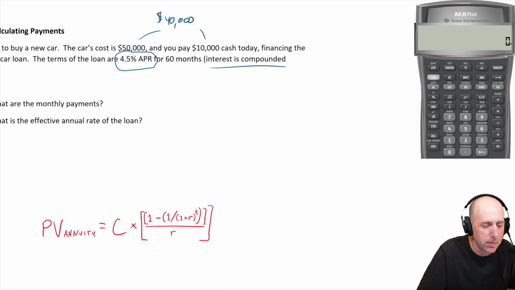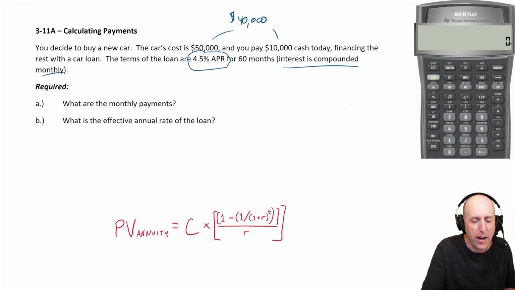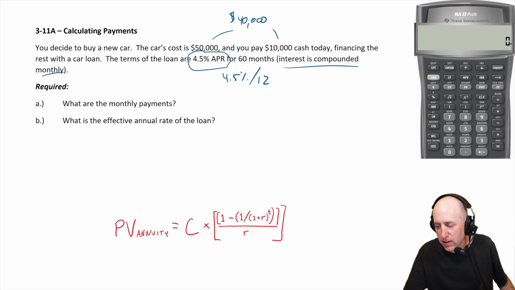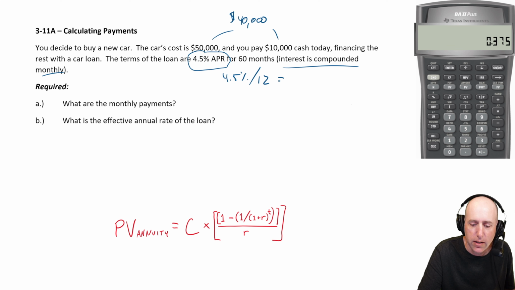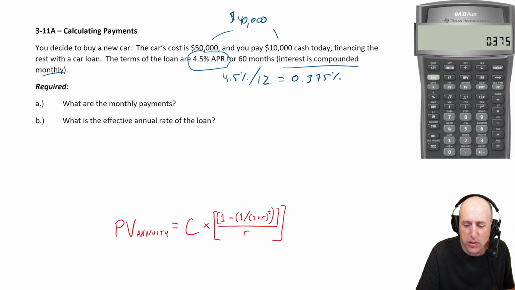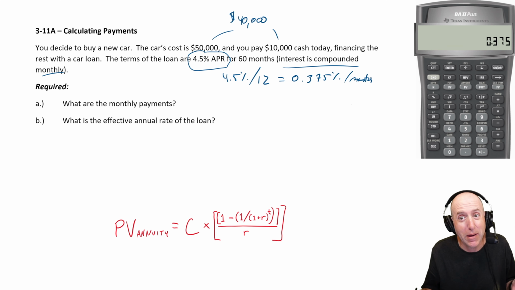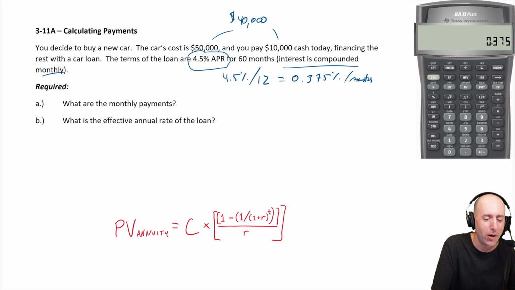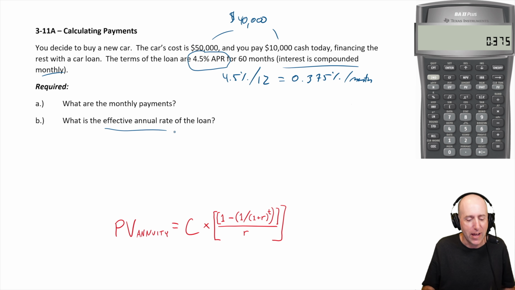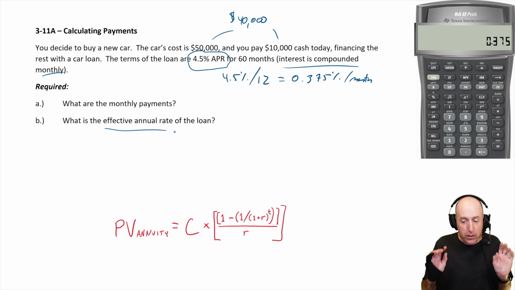So if the interest is compounded monthly, this 4.5% is actually, we just divide by 12 to figure out the monthly rate of interest. So 4.5 divided by 12 is 0.375% interest per month. That's our true interest rate. It's really 0.375% per month. It's not really 4.5% per year, as we'll show with our effective annual rate when we at last calculate that. Okay, so we need to figure out the payment.